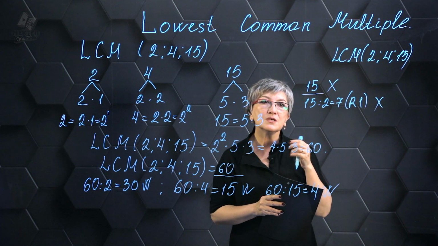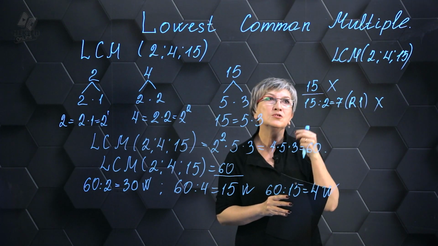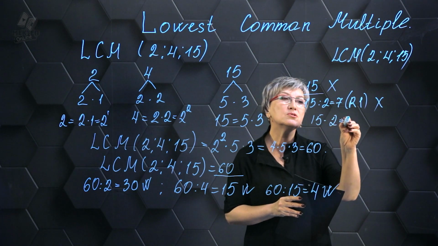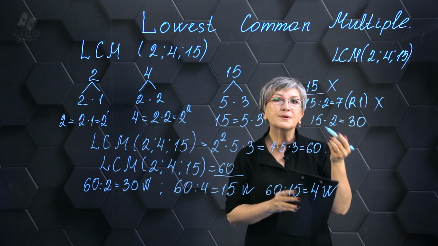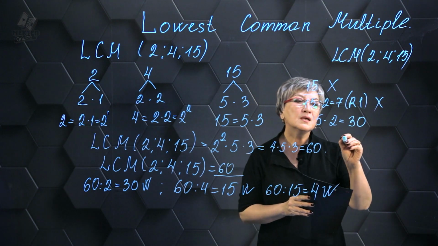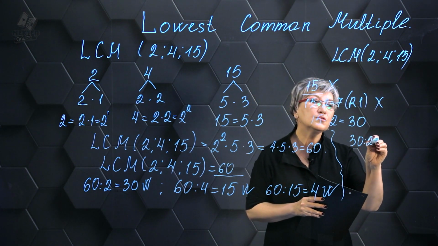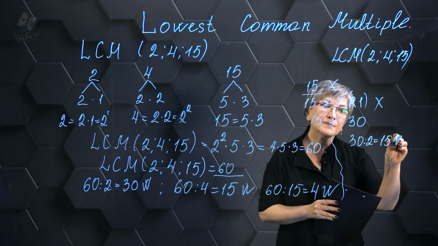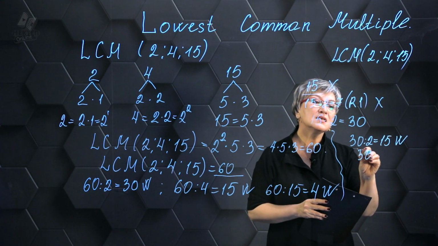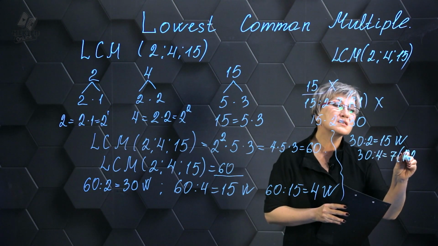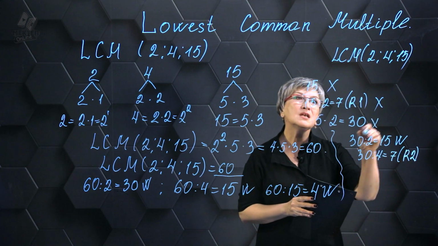So what do I do next? I multiply 15 by 2. As a result, I have 30. I'm checking out this number. Let's write it down here. I divide 30 by 2 and it will be 15. That's awesome. I divide 30 by 4, but I get 7 with a remainder of 2. So the number 30 doesn't work for me either.